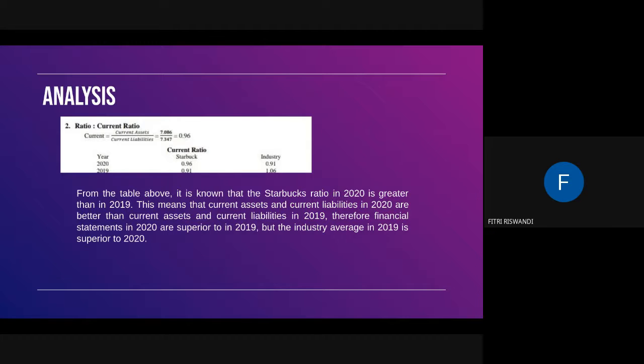From the table above, we know that the Starbucks ratio in 2020 is greater than in 2019. This means that current asset and current liabilities in 2020 are better than in 2019. Their financial statement in 2020 is superior to 2019, but the industry average in 2019 is superior to 2020.